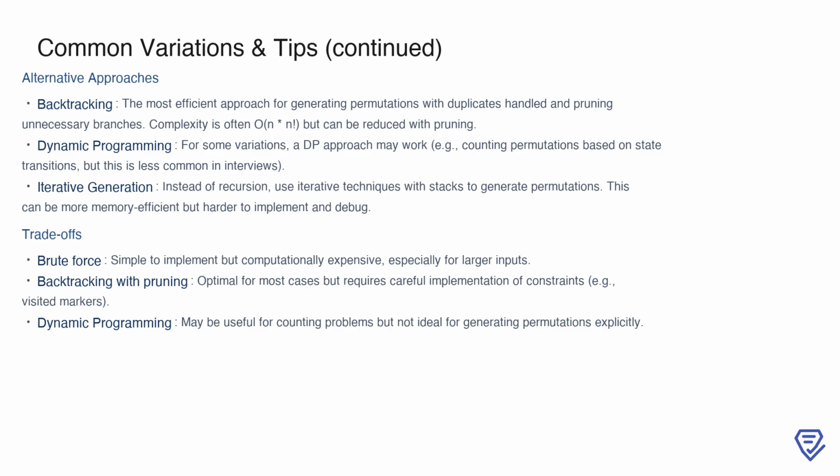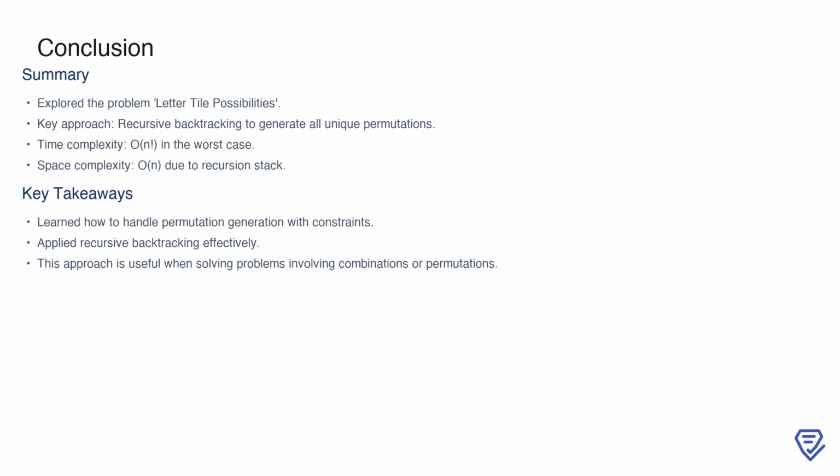Each approach comes with trade-offs. Brute force, for instance, is simple to implement but computationally expensive for large inputs. Backtracking with pruning is generally the best choice for most scenarios, but it requires careful handling of constraints like visited markers. Dynamic programming is useful when the goal is counting permutations rather than generating them explicitly, but it's not ideal for this specific problem in its standard form. Understanding these trade-offs will help you choose the right approach for the problem and the context in which you're solving it. Great job! We've summarized the key points of the solution to problem number 1079, Letter Tile Possibilities.